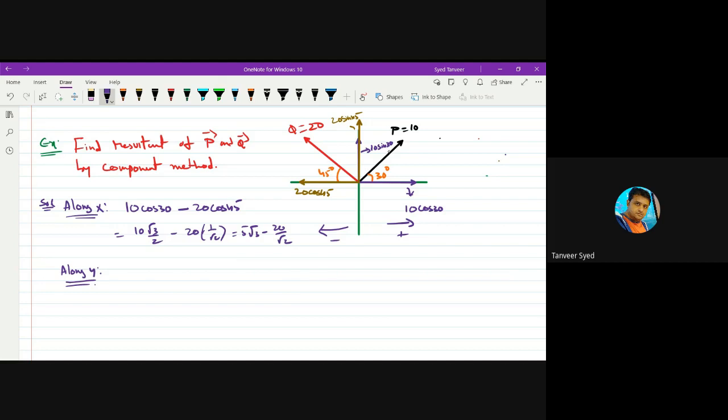Now, if I do it along y direction, I have 10 sin 30 plus 20 sin 45. If you write this step, your physics is over. The rest is mathematics. This can be simplified. Sin 30 is 1 by 2. Sin 45 is 1 by root 2.